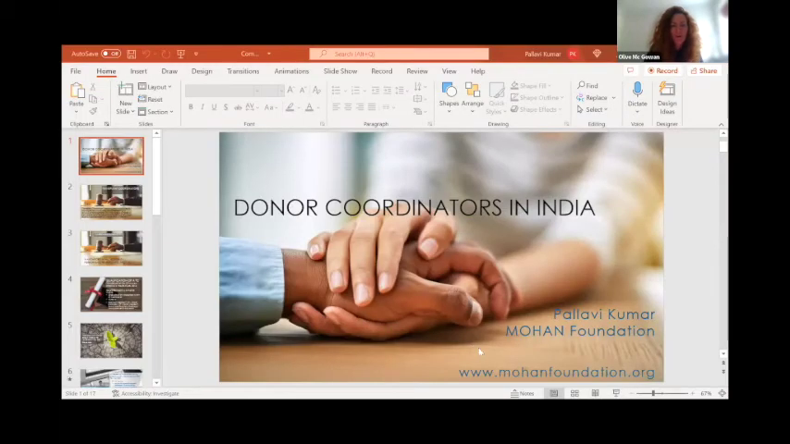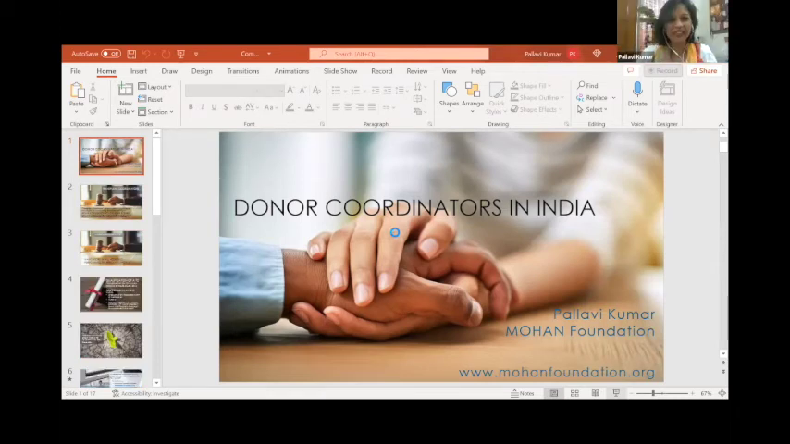I am now just going to introduce you to our next speaker. And our next speaker is Pallavi, who is the Executive Director of the Mohan Foundation. And she's going to talk to us today about the wonderful work that they're doing in the Mohan Foundation. And Pallavi is in a very hot India as we speak. She told us earlier on she is in an area with 47 or 48 degrees. So I'm going to hand over to her to tell us about the great work that's going on at the Mohan Foundation.